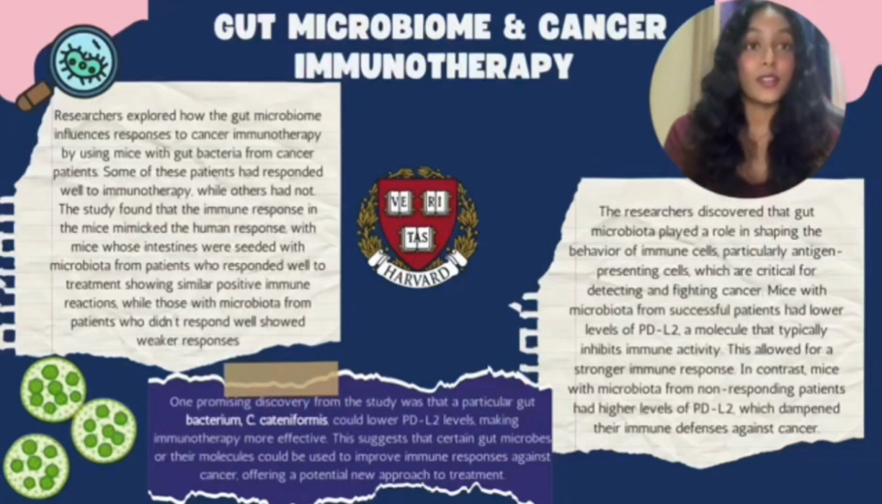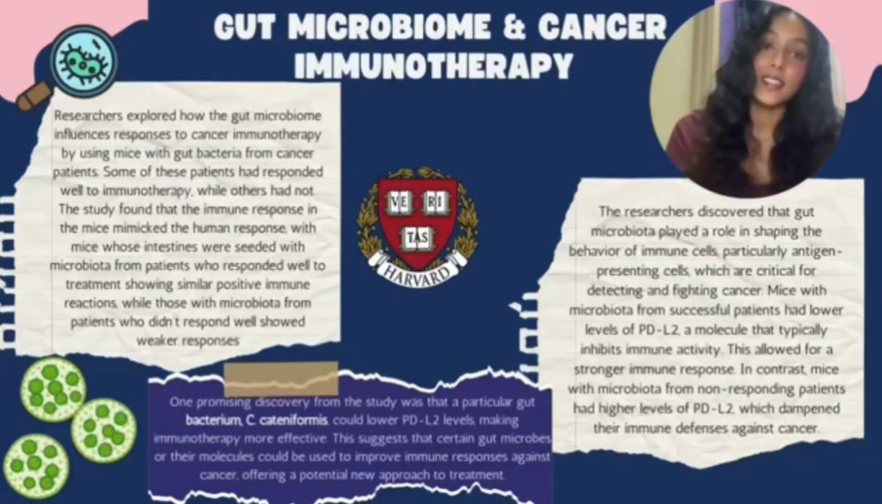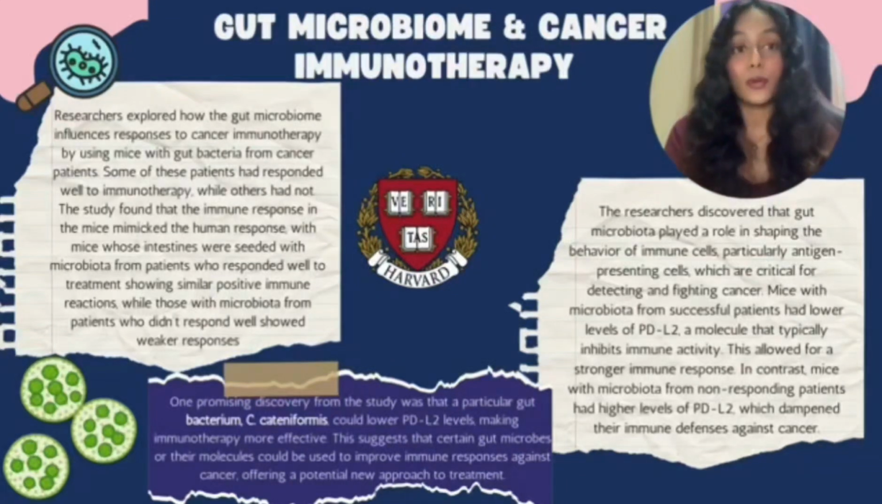An important discovery from this research is that a specific bacterium called Bacteroides cateniformis helps to lower PD-L2 levels. This helps to make immunotherapy more effective. So this suggests that the gut microbiome could be used to improve immune responses against cancer. This is a possible new approach to a new treatment option for cancer immunotherapy.